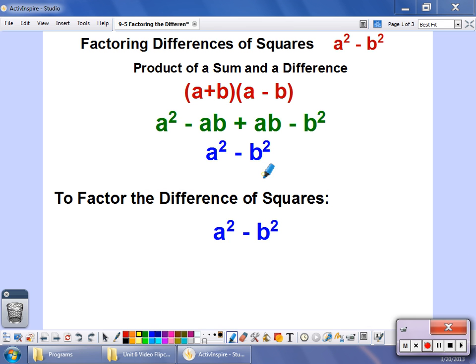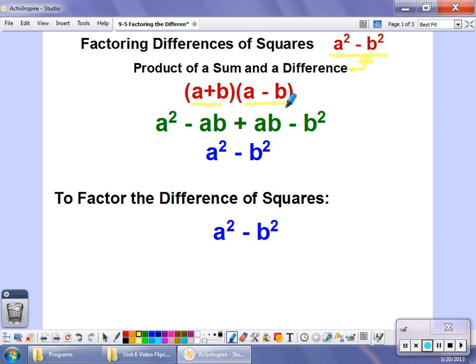Right now we're going to factor the difference of squares. The difference of squares is when you have two perfect squares being subtracted. And if you think about it, go back to your special products, this is what we got when we multiplied the product of a sum and a difference. Right here we've got the product of a sum and a difference.